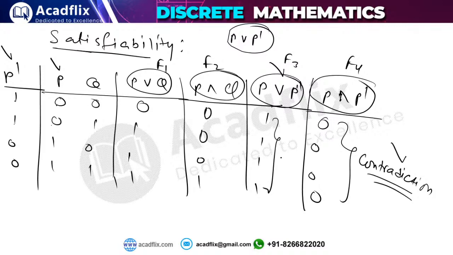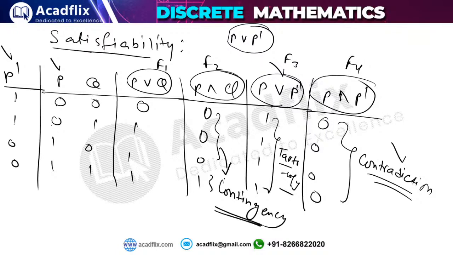A formula which is always true, like formula F3, is called a tautology. Tautology means always true, because this formula F3 is always true. If you see formula F2, then this formula is sometimes false, sometimes true. This type of formula which is sometimes false, sometimes true is known as a contingency. What does contingency mean? A formula which is sometimes false, sometimes true.